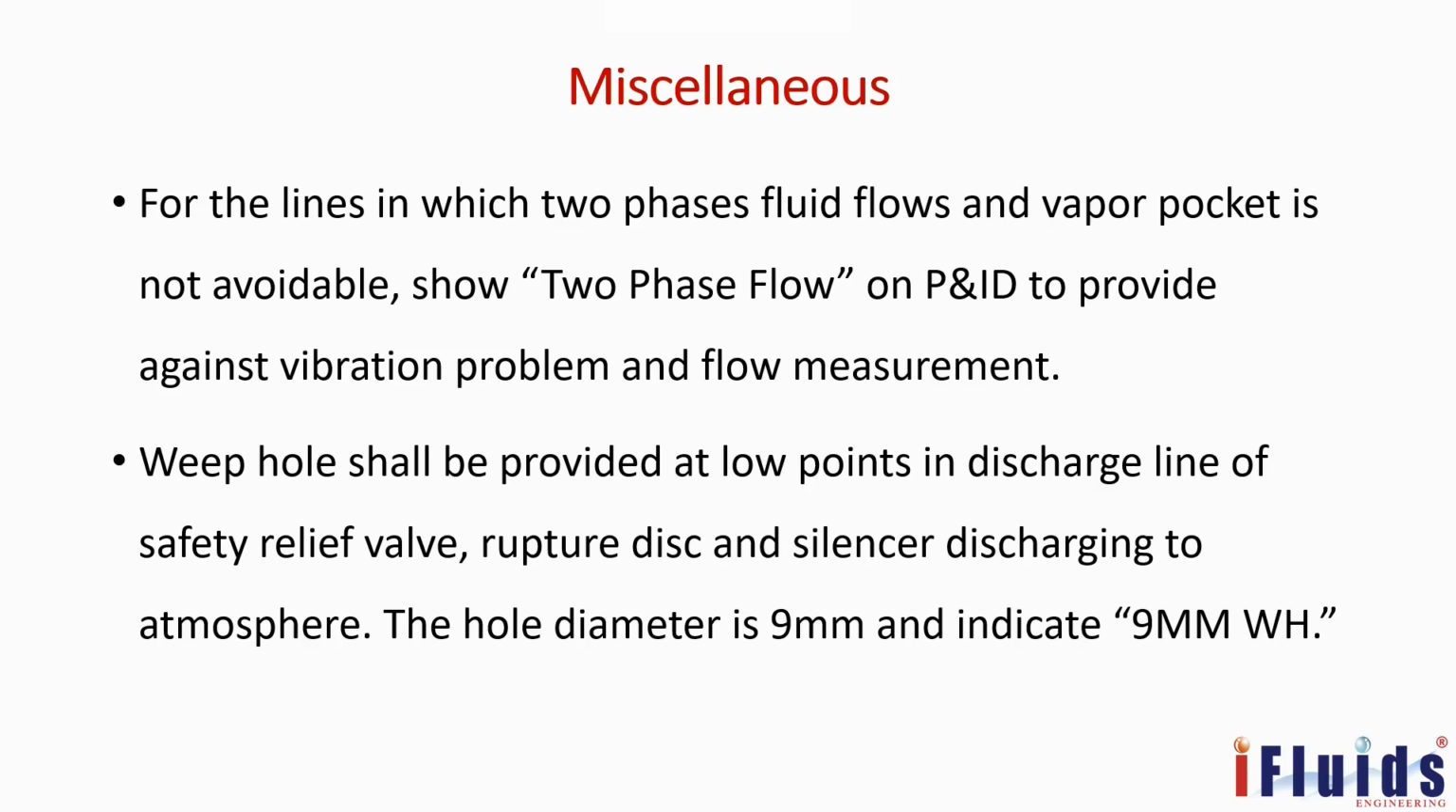A weep hole shall be provided at the low points in the discharge line of safety relief valves, rupture discs and silencers discharging to atmosphere. The hole diameter is 9 mm; indicate 9 mm WH. We already discussed the weep hole in the safety valve arrangement. Wherever a safety valve, rupture disc or silencer is there, because it is going to atmosphere, there is a possibility of rainwater or some condensate inside the pipeline. It will create corrosion or damage the internal parts of the valves. That's why the weep hole is important. We have to mention minimum 9 mm WH.